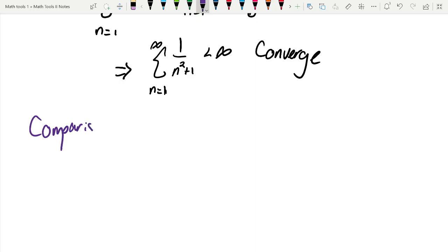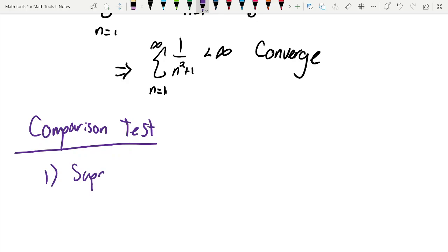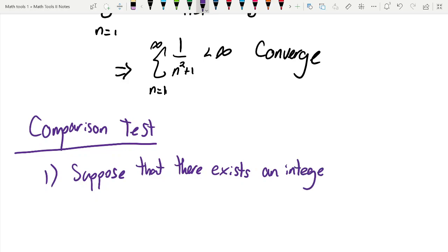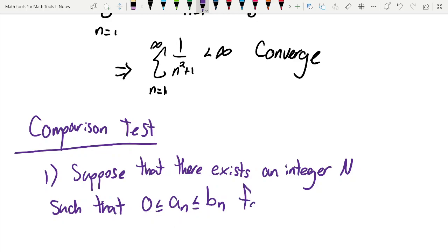So for the comparison test, we do need to be very careful about the direction of the inequality. The first part of this is: suppose that there exists an integer N such that 0 is less than or equal to a sub n is less than or equal to b sub n. So this is implying that the terms need to be positive, like I mentioned, for all n greater than or equal to N.